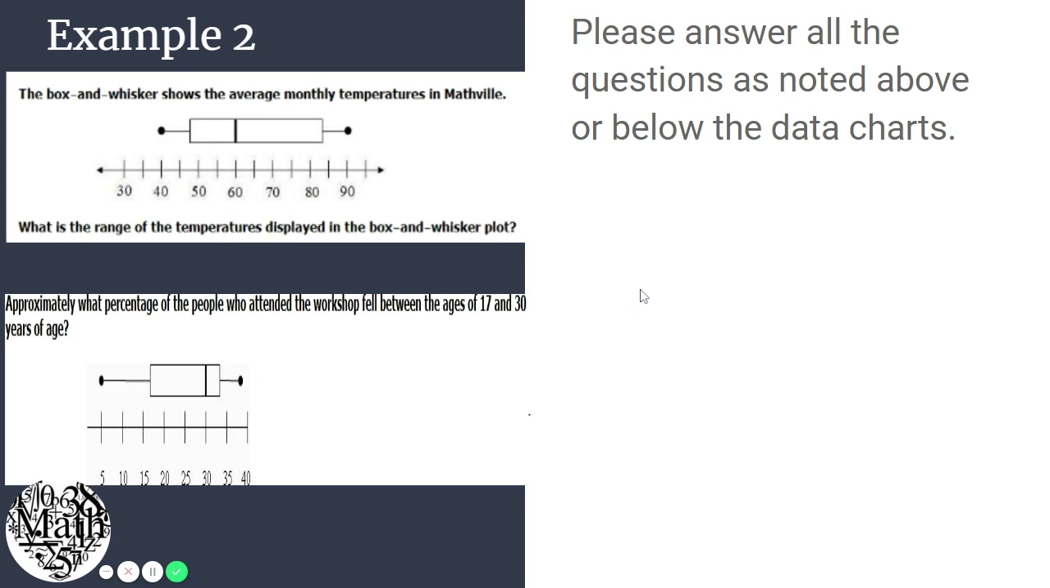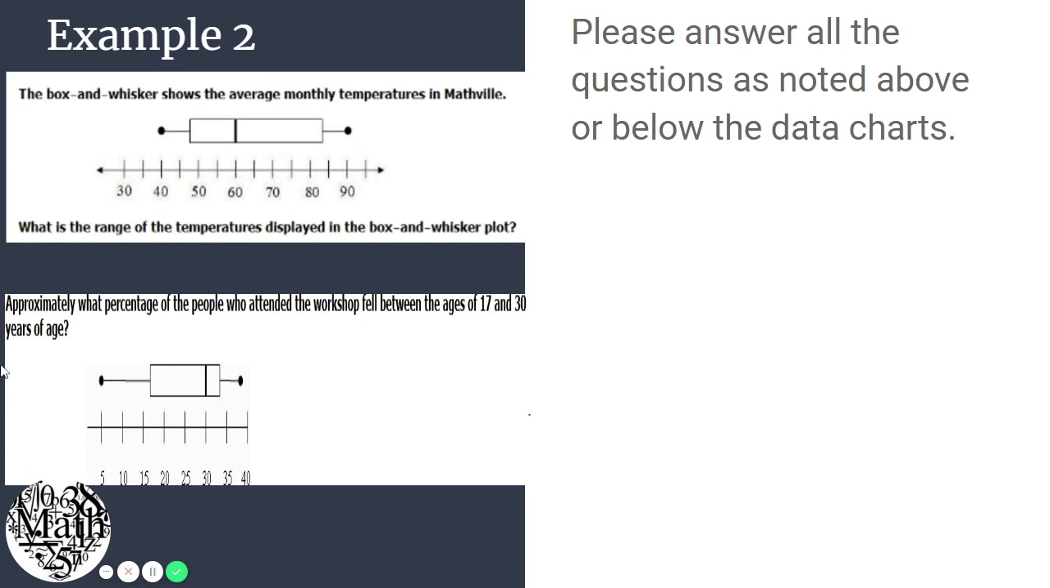Here is example number 2. Example number 2 actually has 2 problems on it. All right, so the first example, the box and whisker, shows the average monthly temperatures in Mathville. What is the range of temperatures displayed on this box and whisker plot?